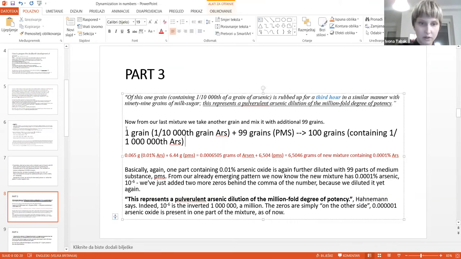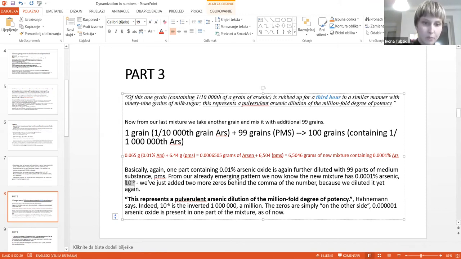So again, we have the equations. One is done through grains, which is a measure Hahnemann uses. He didn't use grams for some reason. I guess it's because it's more practical. In Europe, we mostly use grams. We don't use cups and such measurements. I don't know how it is in India, but anyway. Here I made a calculation in red of how many grams we have and how many grams the final mixture has. So to express this in percentage, in this third part, we have 0.0001% arsenic.